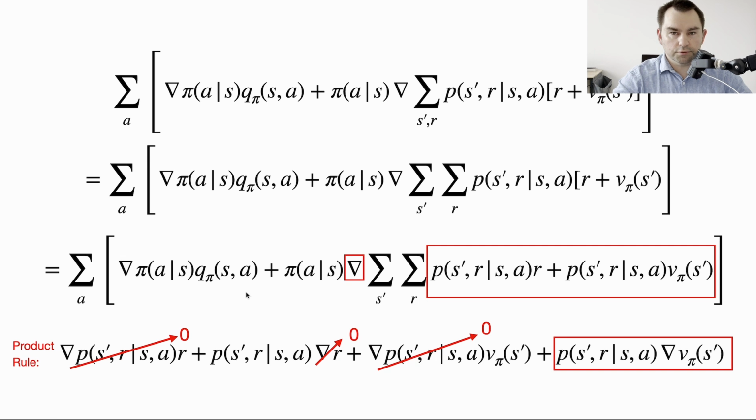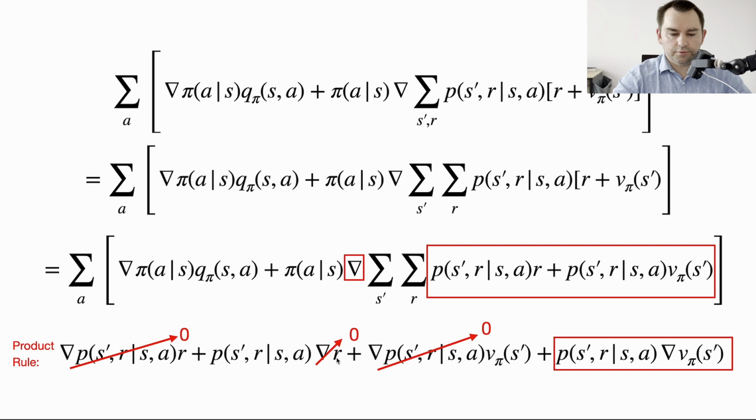A lot of things go to 0 because the dynamics function p does not depend on the parameter theta. Remember, this is a gradient with respect to theta. And clearly the dynamics, the world around us, does not depend on which policy we're using. It's going to tell us where it's transitioning regardless. Whether I'm using a human to lift a rock or a robot to lift a rock, the physics don't change. So this goes to 0.